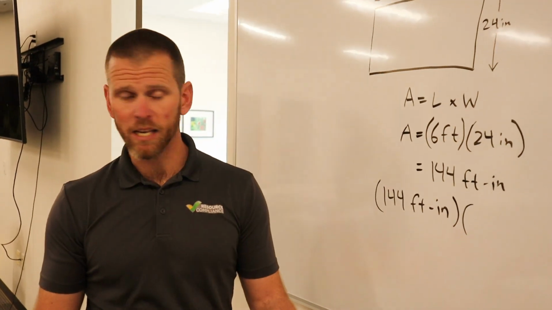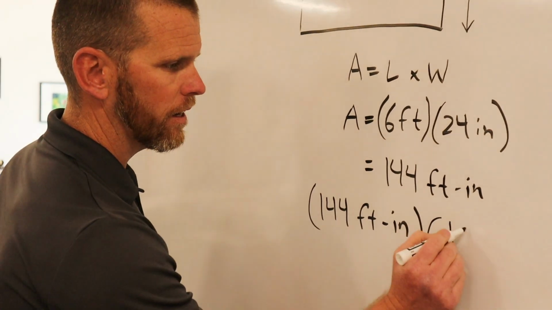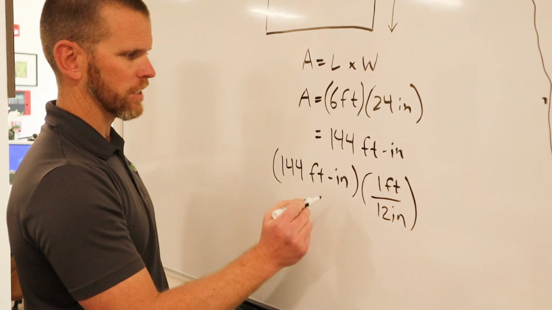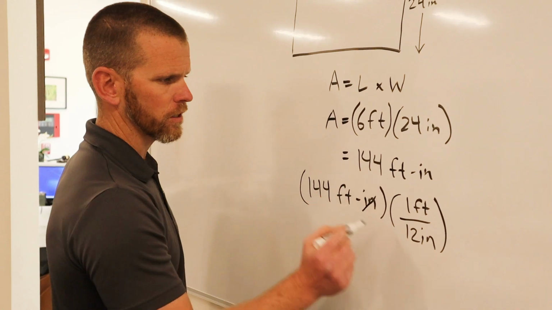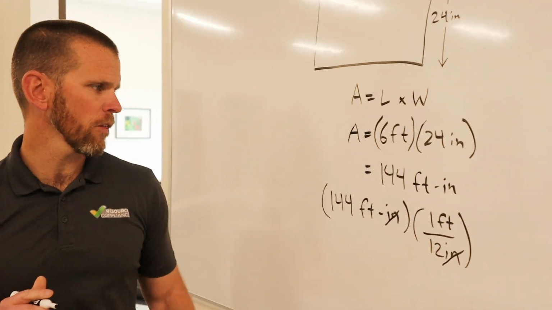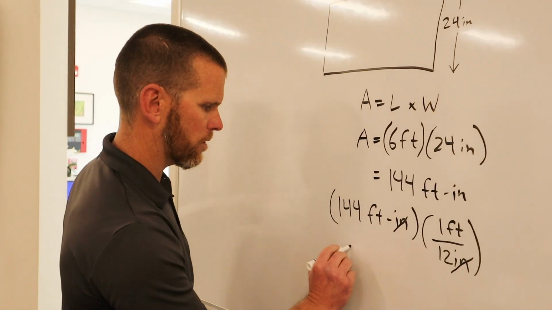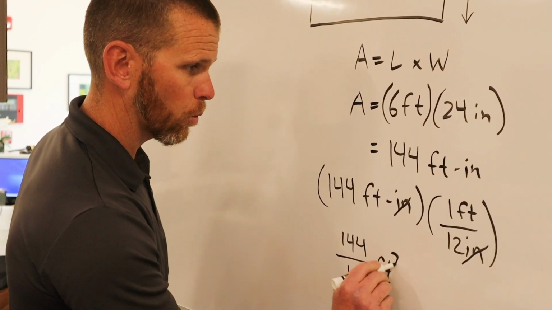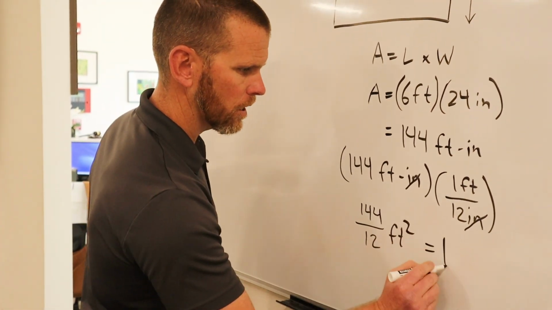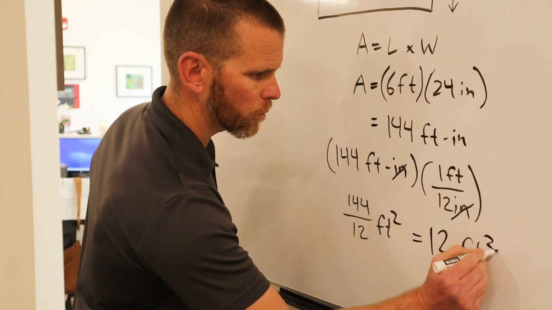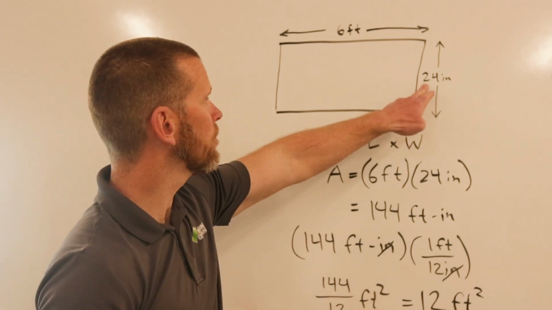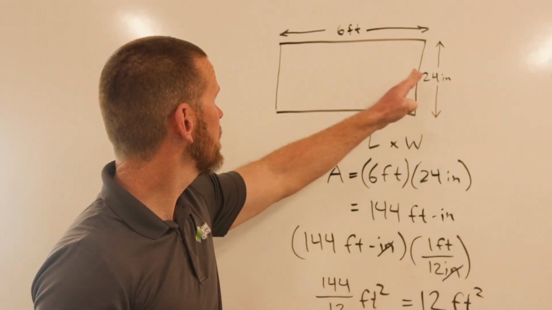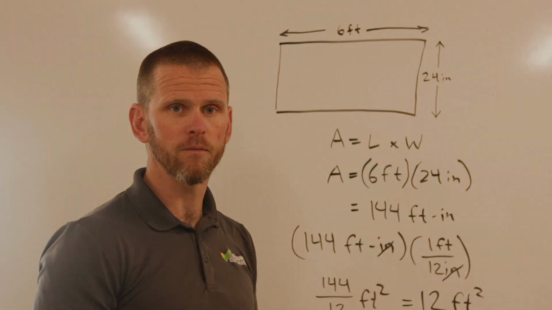Let's say we want our final answer to be in square feet. I'm going to say every 1 foot, that's how many inches? 12 inches. Now this is where the cross-canceling comes in. Whatever's on the top will cancel with the bottom. We end up with our final units being 144 divided by 12 feet squared. That's our feet times our feet, which equals 12 feet squared. Another way we could have approached this is to simply convert this to feet from the front end. We know 24 inches equals 2 feet. 2 feet times 6 feet is 12 square feet.